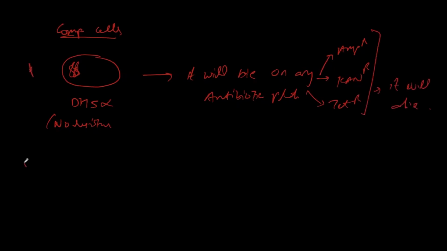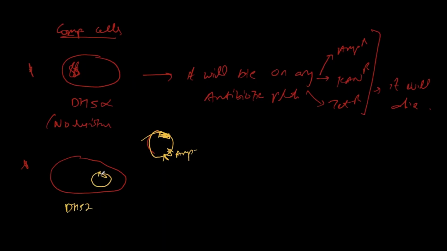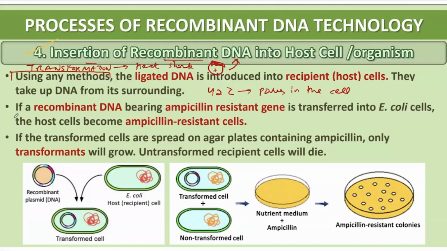But after transformation, when you put in a plasmid, let's say this is your plasmid, and this is a gene of interest, and there is this ampicillin resistance. Once the same DH5 alpha takes up the plasmid, and since this plasmid has the ampicillin gene, it can grow on ampicillin plates. This is straightforward, right? If a recombinant DNA bearing an ampicillin resistant gene is transferred into E. coli cells, the host cells become ampicillin resistant. That's why they can grow easily on the ampicillin plate.